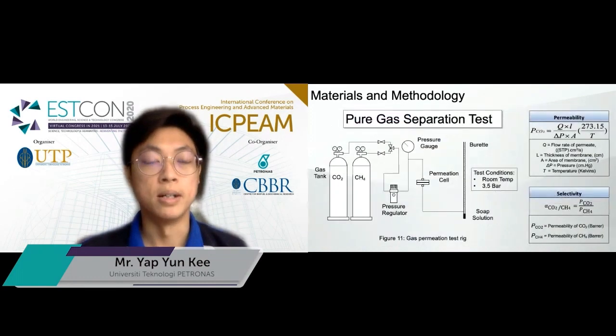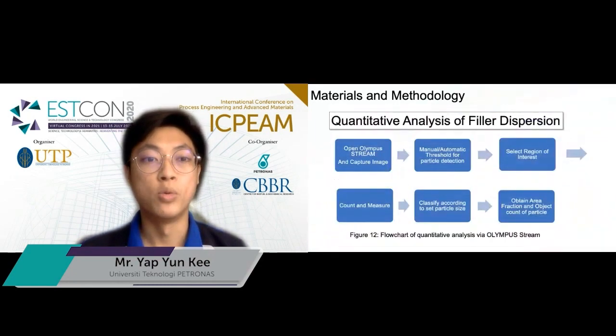So here's the gas permeation test strip schematics, whereby we're going to test it at room temperature at 3.5 bar. So moving on, how do we do the quantitative analysis of filler dispersion?